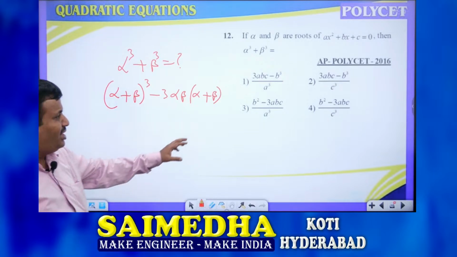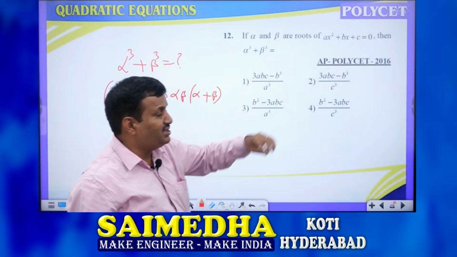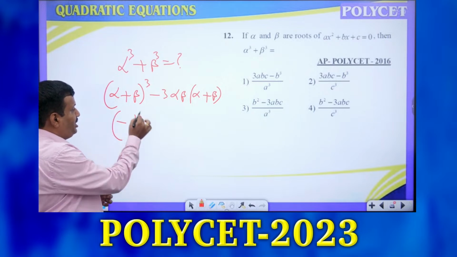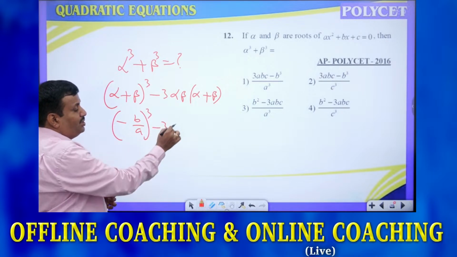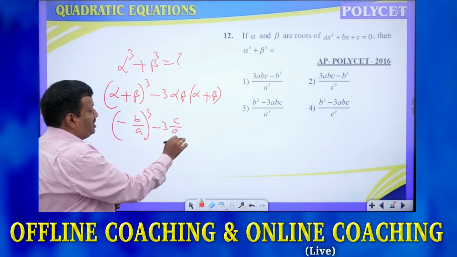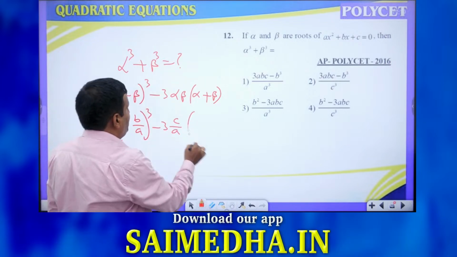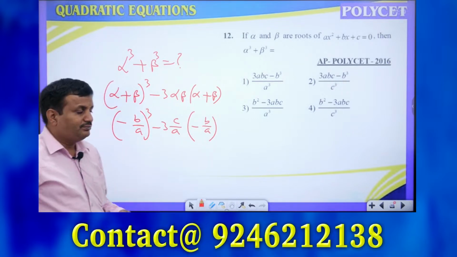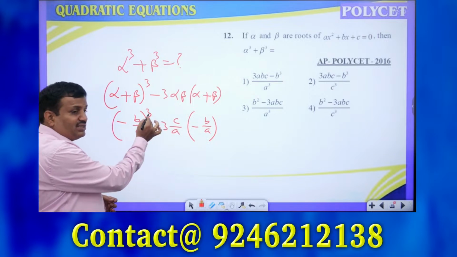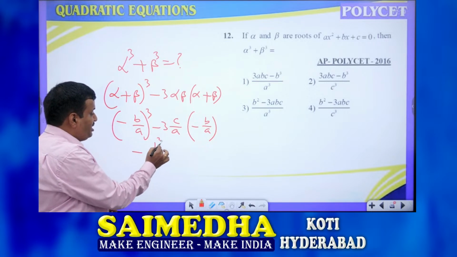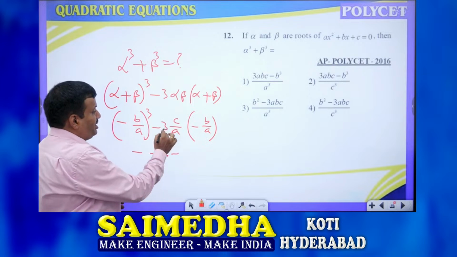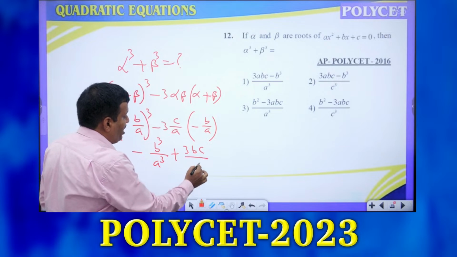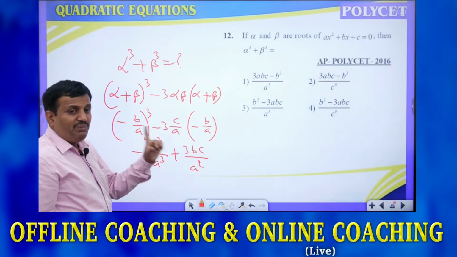What is alpha plus beta whole cube? For ax square plus bx plus c equal to 0, what is the sum of the roots here? Minus b by a, whole cube, minus 3 into alpha beta, the product of the roots, c by a, into alpha plus beta, which is minus b by a. What is the simplification of this one? Minus 1 whole cube is minus b cube by a cube, minus into minus plus 3 bc by a square.